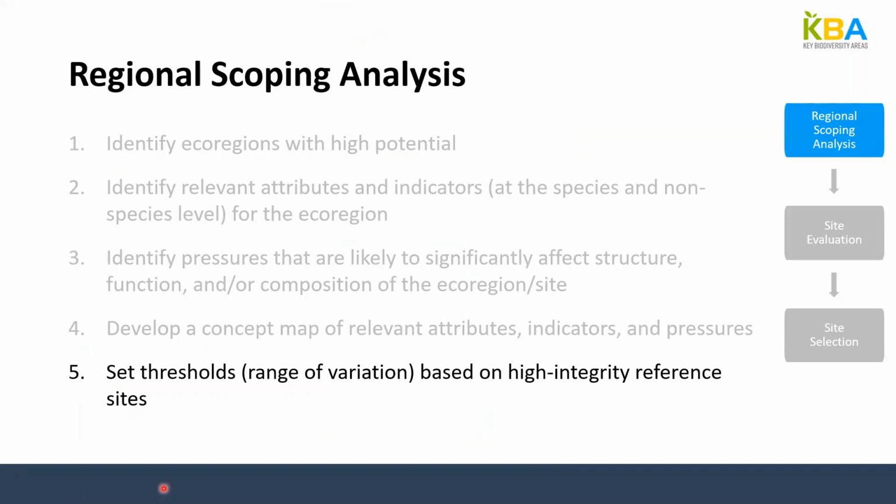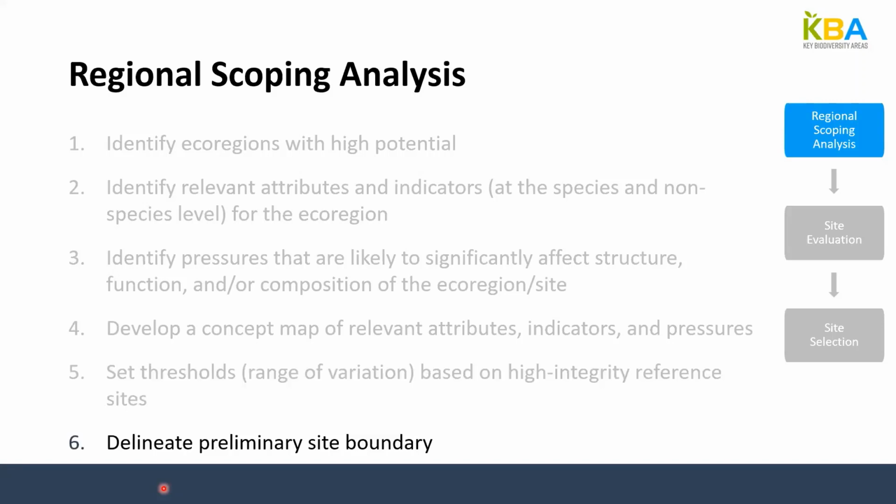And then, after you've created the concept map with the relevant attributes, pressures, and the related indicators of both, you will need to set thresholds for the indicators based on high integrity reference sites that we went over earlier in the session. And then after setting the thresholds, you'll need to delineate the preliminary site boundary. And that basically is the end of the regional scoping analysis step. After that, we'll go into site evaluation.